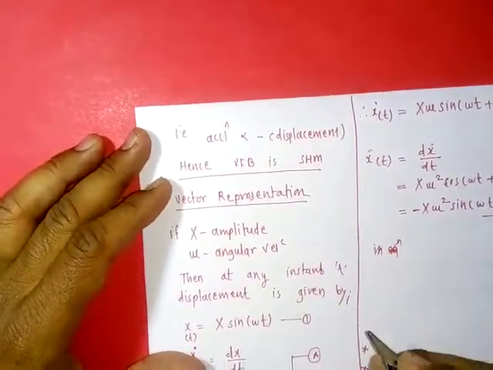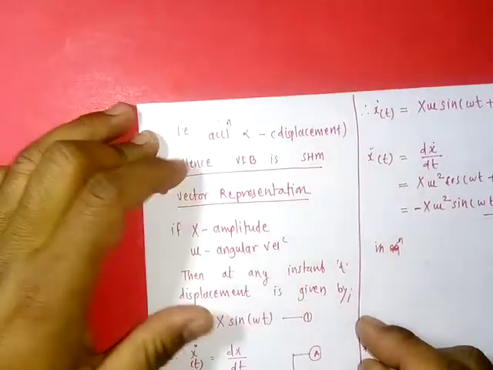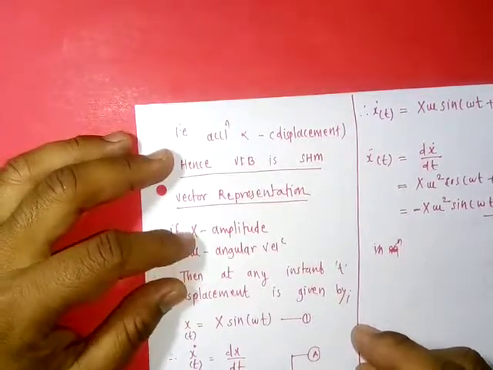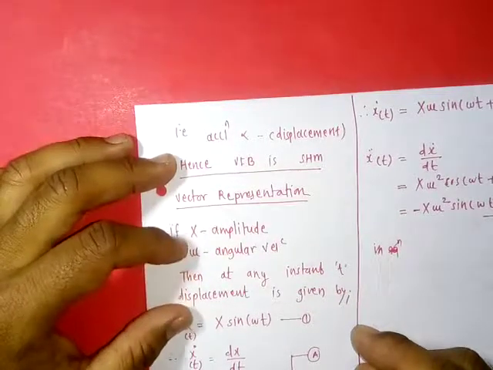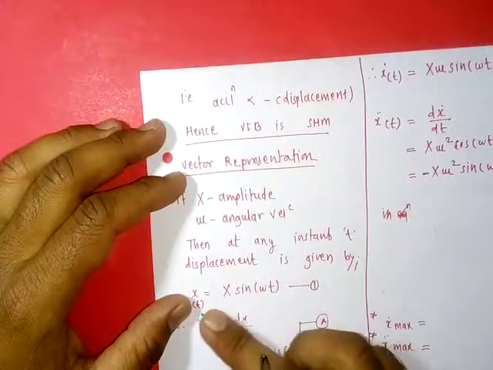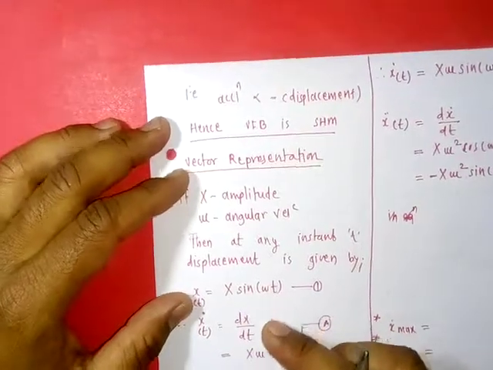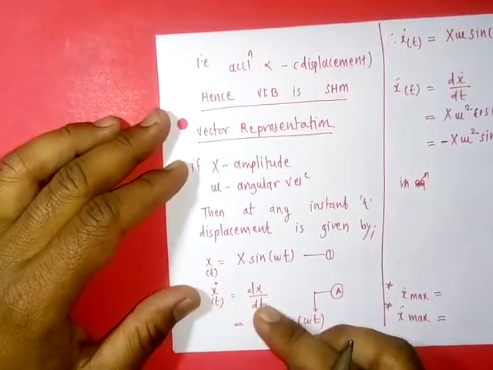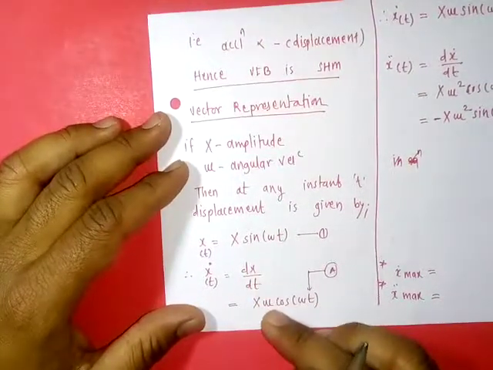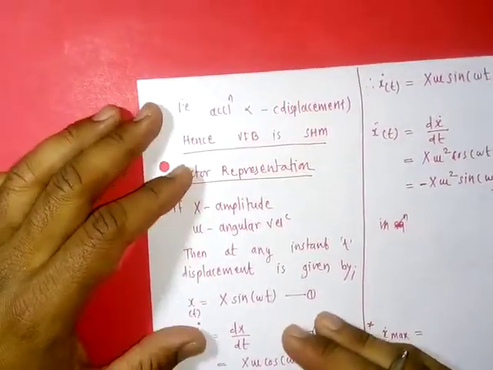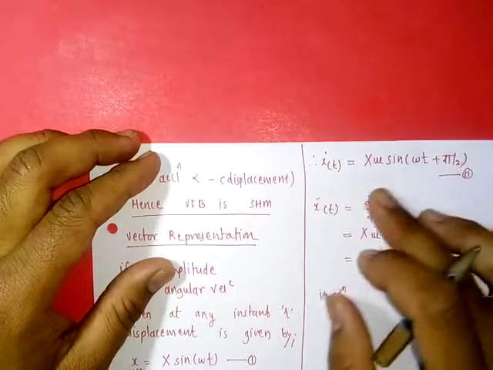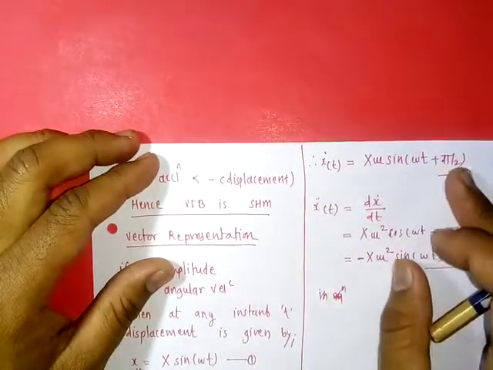Now next is the vector representation of this SHM motion of vibration. Consider x is the amplitude of the system, and omega is the angular velocity. Then at any instant t, displacement in SHM is given by x sine omega t. Now velocity is nothing but dx upon dt. Taking the derivative we get x omega cos omega t. Now for cos omega t we can put sine omega t plus pi by 2. So velocity becomes x omega sine omega t plus pi by 2.